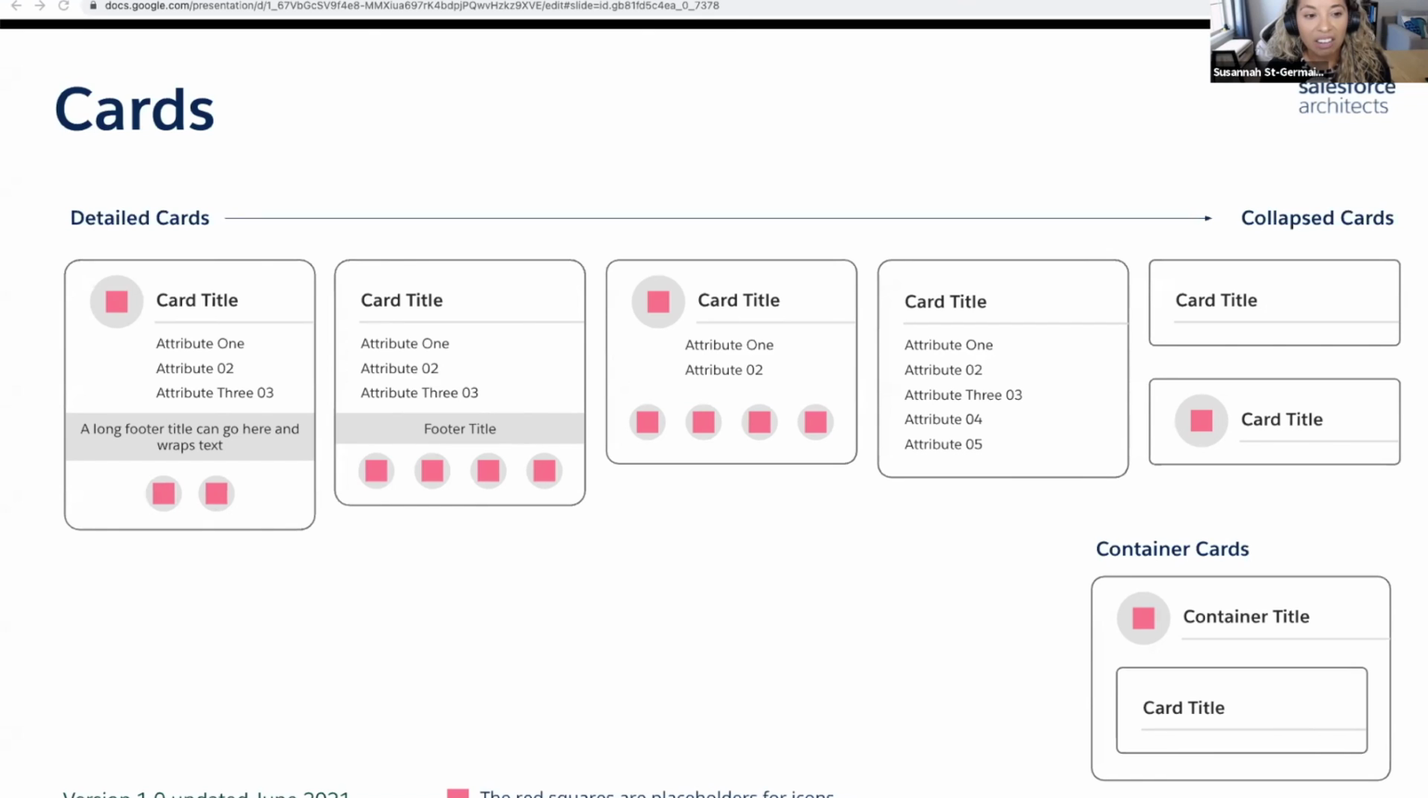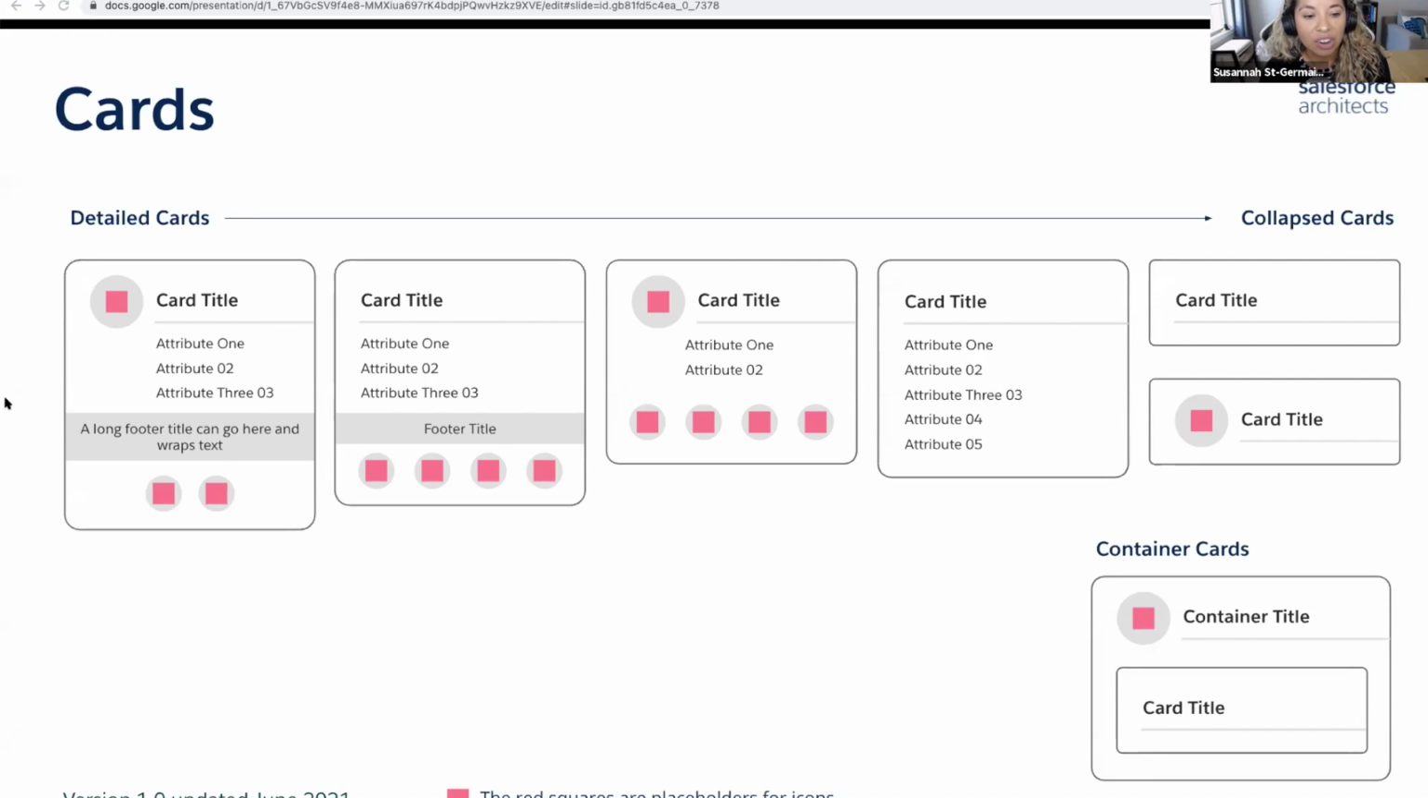Or you might have a card that is, if you're talking about maybe a data model instead, your card might look more like this with the name of the API name of the object and attributes, maybe like fields about the particular object that you're talking about. And we also have the concept of container cards.